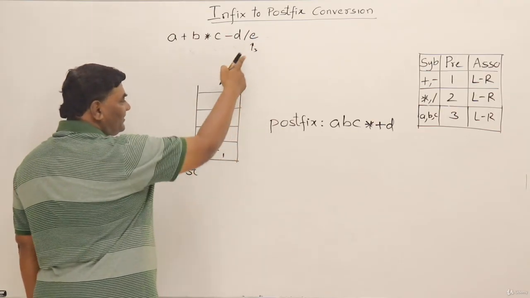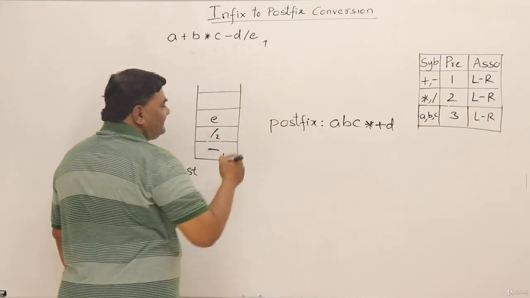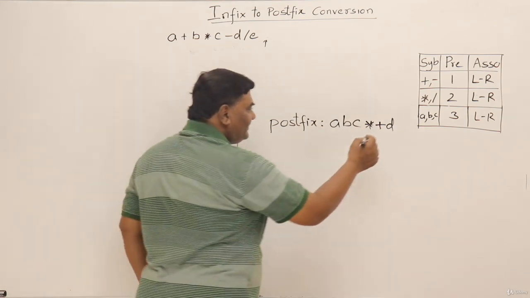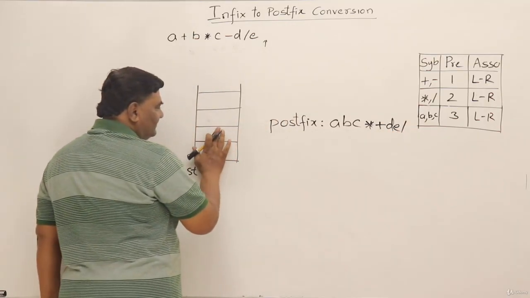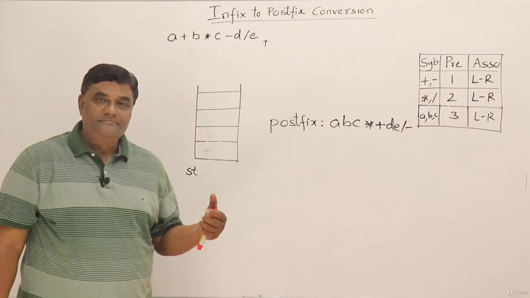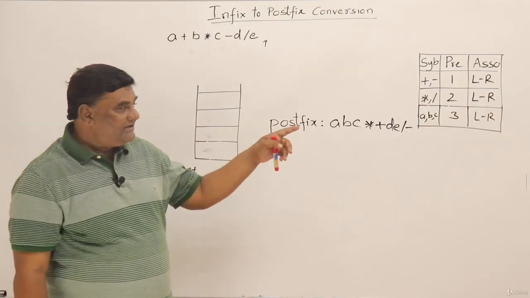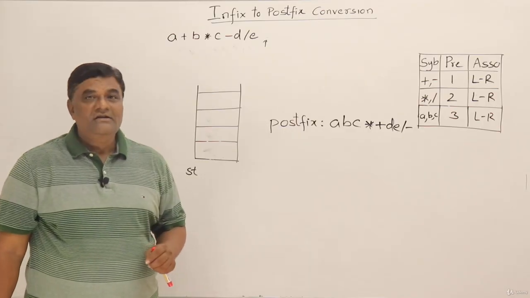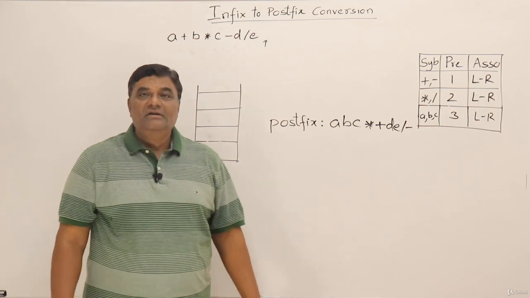E, precedence 3, and this is 2. That is greater. So we can push it. End of expression. Pop out all the symbols and append them to postfix. E goes out first. Then slash goes out, then minus goes out. Same result we got. Even if you are pushing operands also in the stack, it works. But the operands must have highest precedence, topmost precedence you must give. So everything will be going through the stack. So that was the variation.